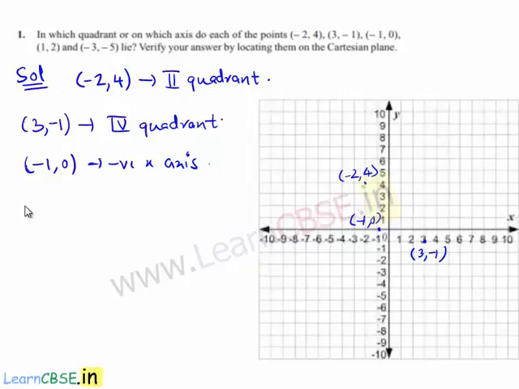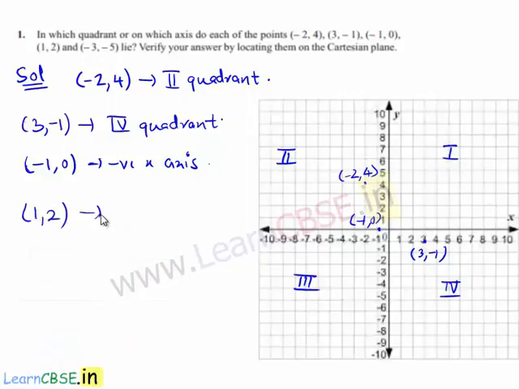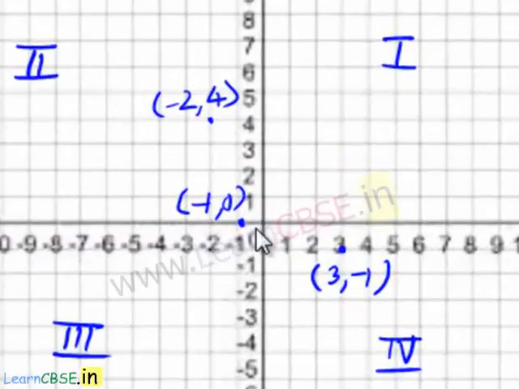Now let us take the fourth point, (1, 2). Since both the x coordinate and y coordinate are positive, the point lies in the first quadrant. Let us check by plotting the point on the xy plane.